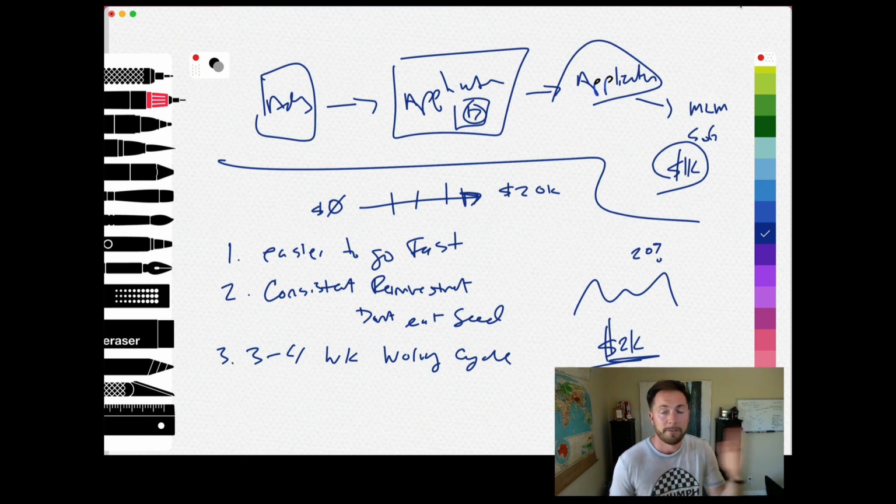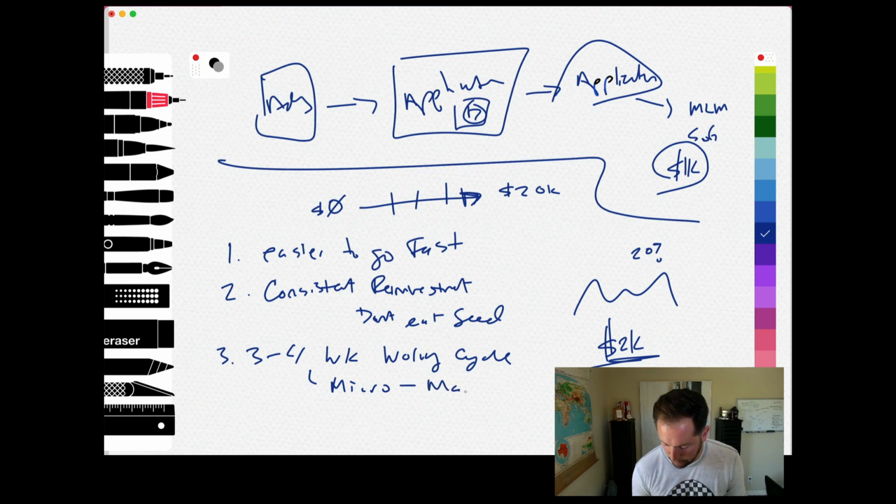And you know what they do in the valley? They stop because they're stupid. You're not stupid. I'm talking about them. So don't be like them. Be like you. Be smart. You need a 3 to 4 week working cycle. And another point is this: don't make micro decisions in a macro business, okay?